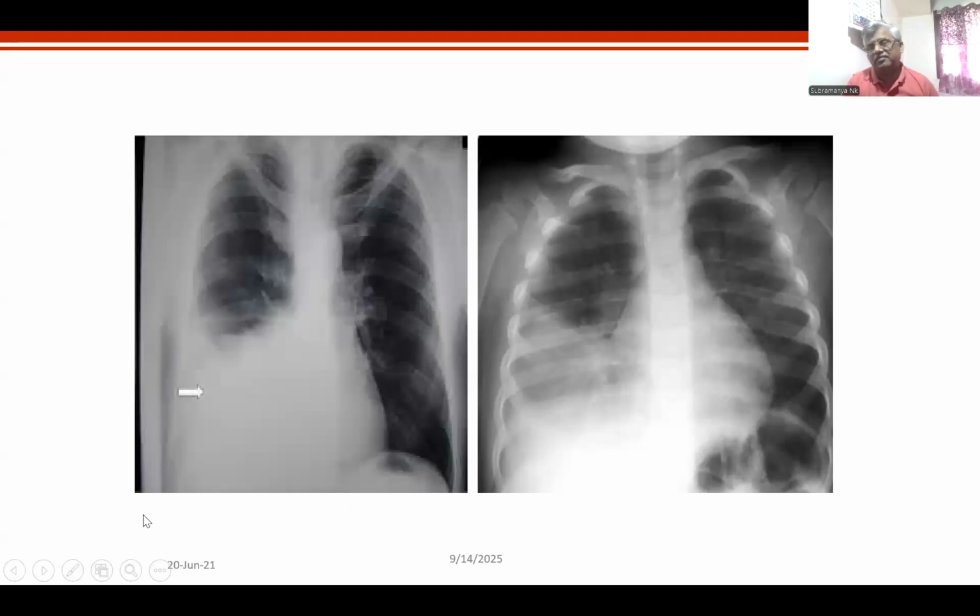All of us are in a very big hurry. If you find any time, you save my number, message me, sir, I have difficulty in this X-ray, but don't put me in trouble. Give me clinical inputs so that I can make a diagnosis. Even I am a human being, I'll not be able to make it otherwise.